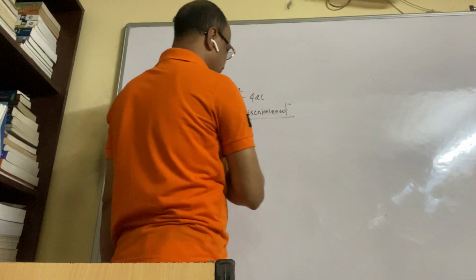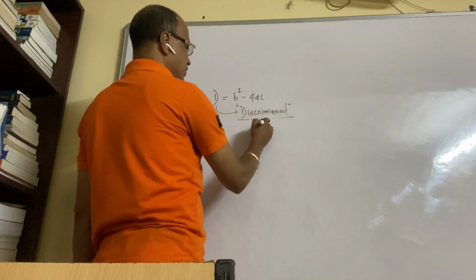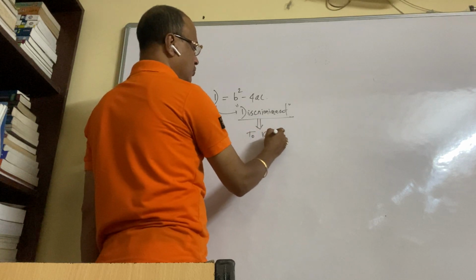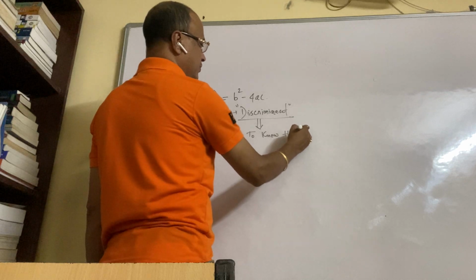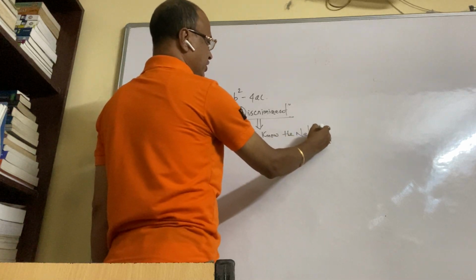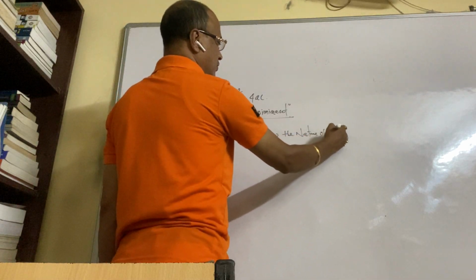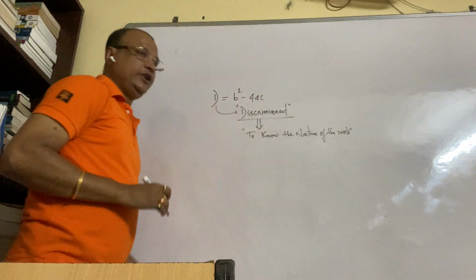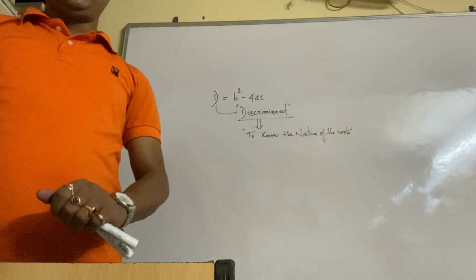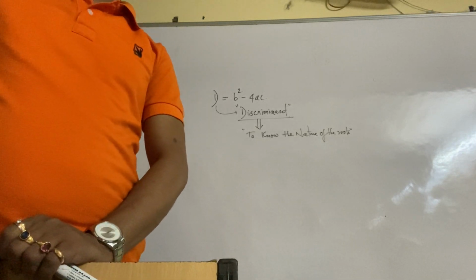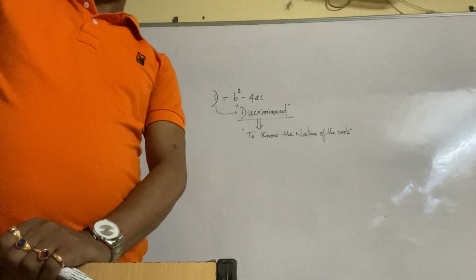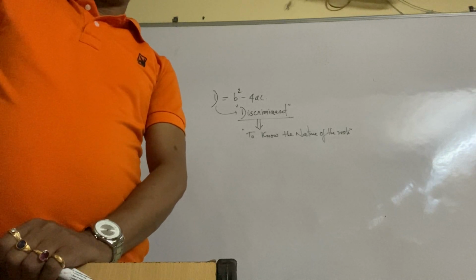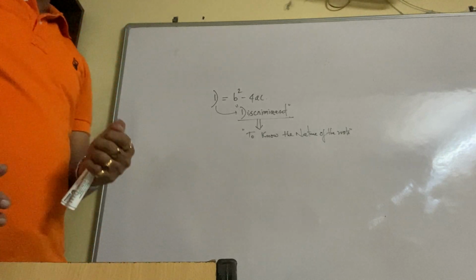And what is the function of D? What is the importance of D? D is calculated to know the nature of the roots of a quadratic equation. Why D is calculated? D is calculated to know the nature of the roots of a quadratic equation. ठीक है? So D is calculated to know the nature of the roots of a quadratic equation.